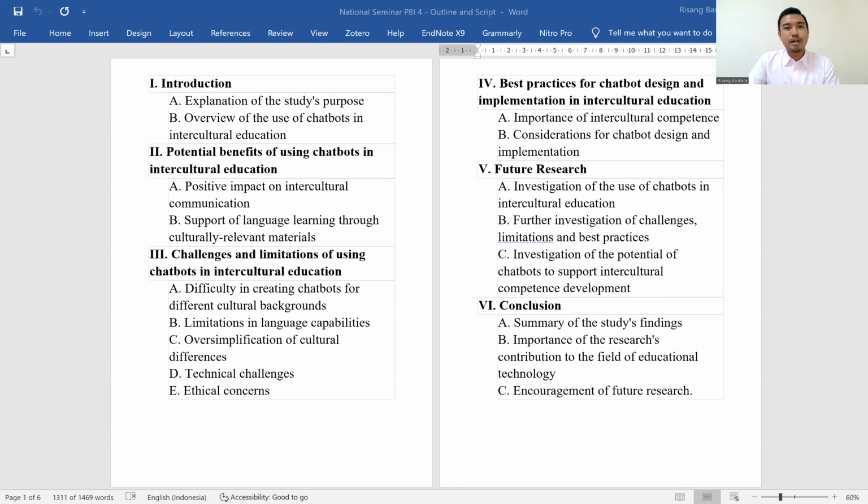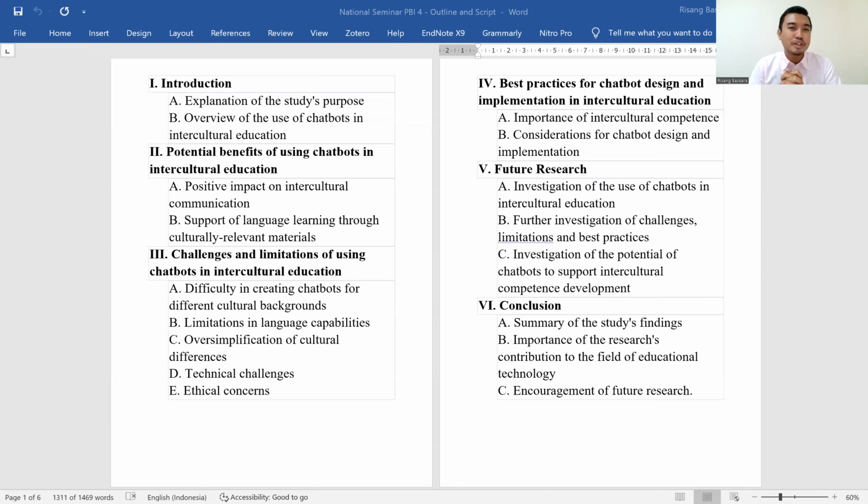By incorporating intercultural competence into the design process, chatbots can be designed to effectively communicate and interact with people from different cultural backgrounds. It helps to overcome one of the major challenges of chatbot design in intercultural education. Using diverse and culturally relevant materials is also important as it helps to avoid oversimplification of cultural differences and to provide students with access to authentic, culturally relevant information. This can help to support language learning and to promote cultural understanding and respect.